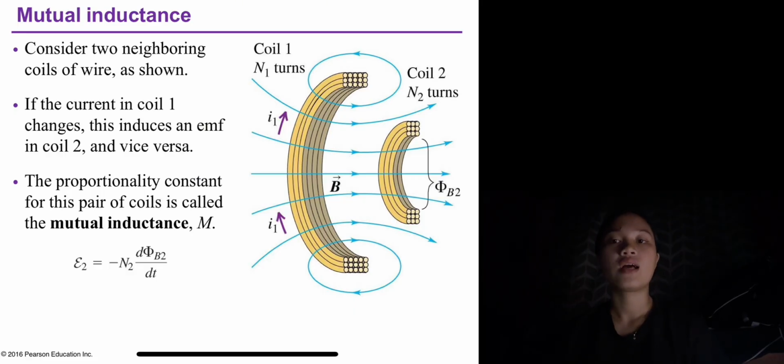A helpful analogy is two tuning forks placed near each other. Strike one fork and the other begins to vibrate. Energy is transferred through invisible waves, just as energy is transferred through magnetic fields between coils.